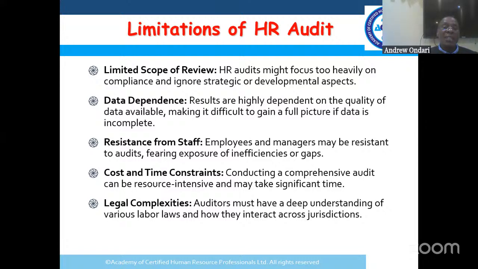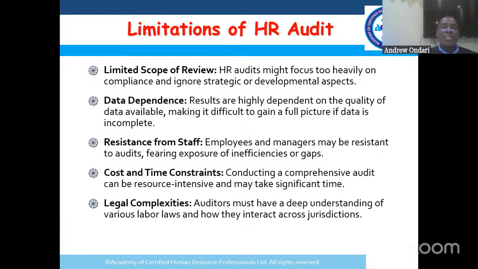So if you look at the finances, for example, you are likely to focus more on how much employees are generating financial resources so that the shareholders are happy. Or if you look at the other aspect of customer focus, we are focusing mainly on customers and forgetting the employees. So that becomes a limitation.